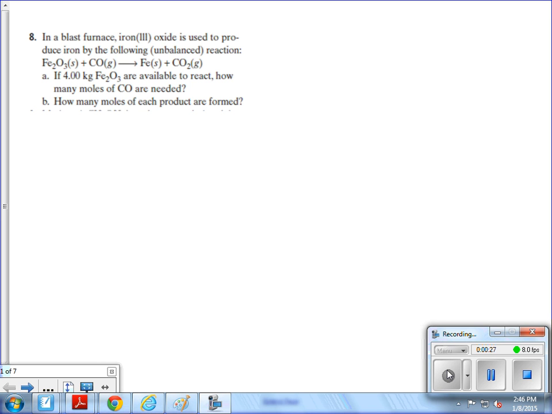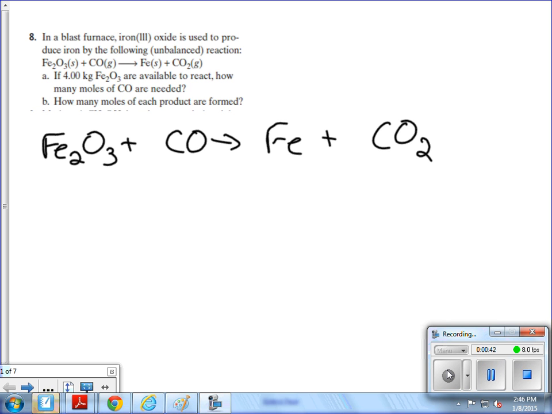So the first thing we have to do is balance our reaction. Let's see if we put 3. Alright, so there's our reaction. In part A, it tells us we have 4 kilograms of Fe2O3, and we're looking for moles of carbon monoxide.